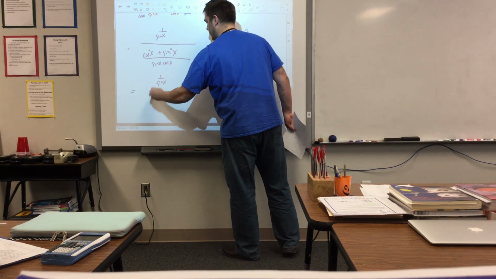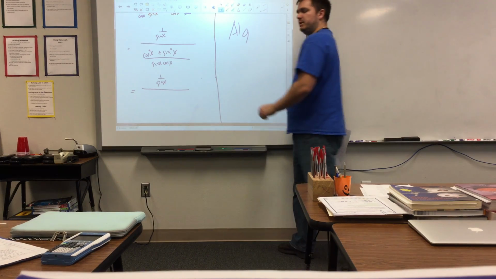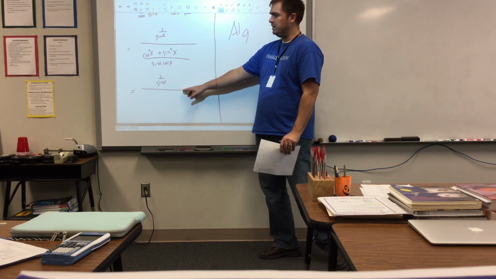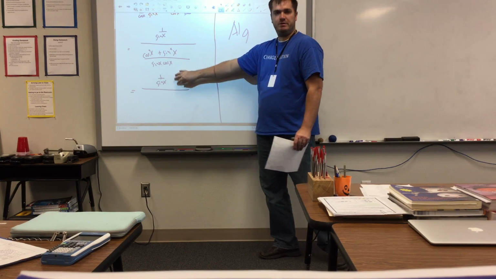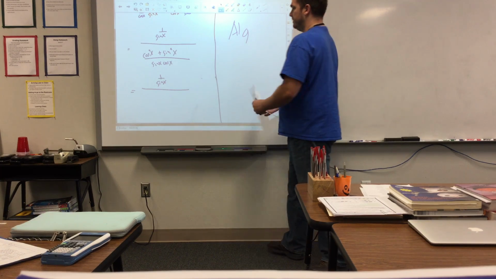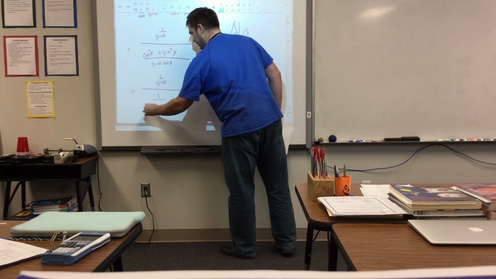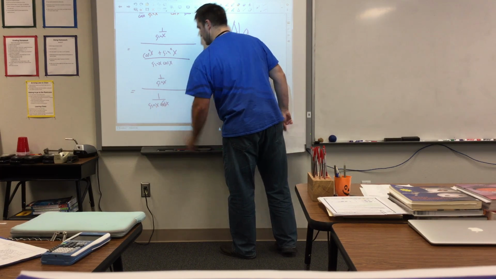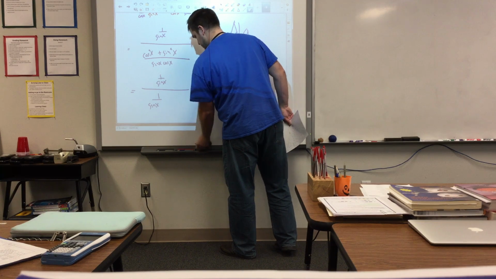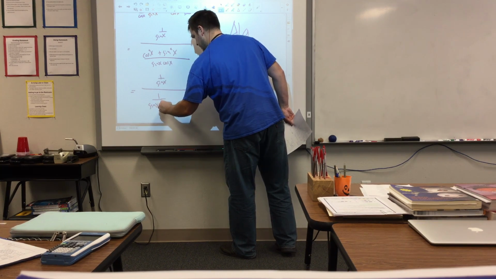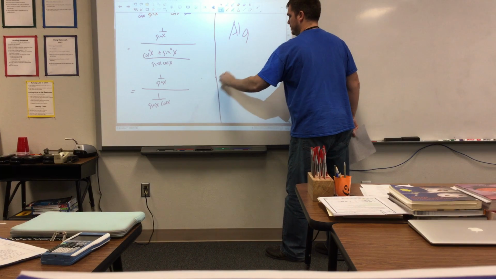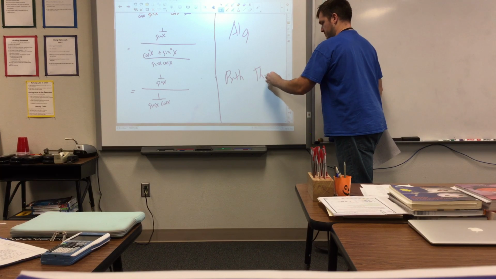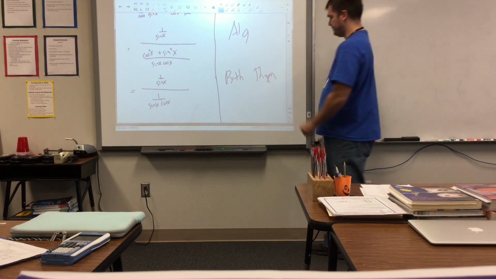So 1 over sine x. I try to draw a really big fraction bar, maybe make it kind of thick, a little bit longer than it really needs to be, just so that it's obvious where my fractions are. That's a writing technique there. Sine x cosine x. So replace that sine squared plus cosine squared with a 1 by the Pythagorean theorem.